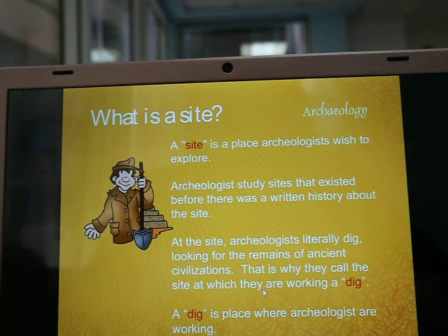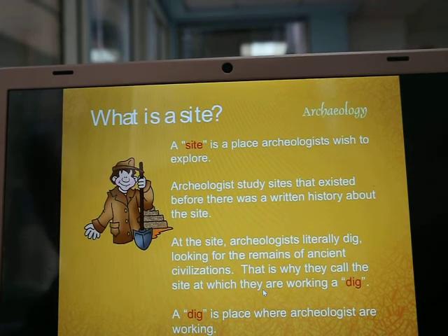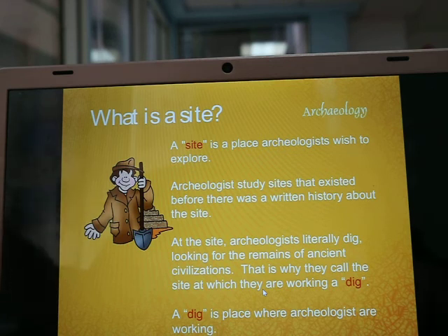So next, have you wondered where archaeologists do their job? The place that they are working is called a site. It is a place archaeologists wish to explore. Archaeologists study sites that existed before there was a written history about the site. At the site, archaeologists literally dig. So they dig into the soil, looking for the remains of the ancient civilization. That is why they call the site at which they are working a dig. So a dig is a place where archaeologists are working.